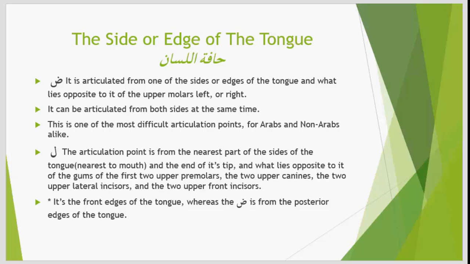So both places you are using. The side of the tongue that is close to your mouth and the end part of the tip. Not the very end of your tip, but close to the end. That part you are using to touch on the opposite side, that is the gums of the premolars. On your upper jaw, behind the upper molars, you are touching the gums with the side of the tongue, and also the tip of the tongue. Two things you're using here.